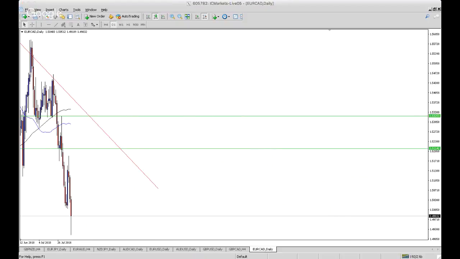Alright, so that is it for this week. Let's just see how the price action goes this upcoming week. But do take note of the news before you enter any position. Do not enter before the news.